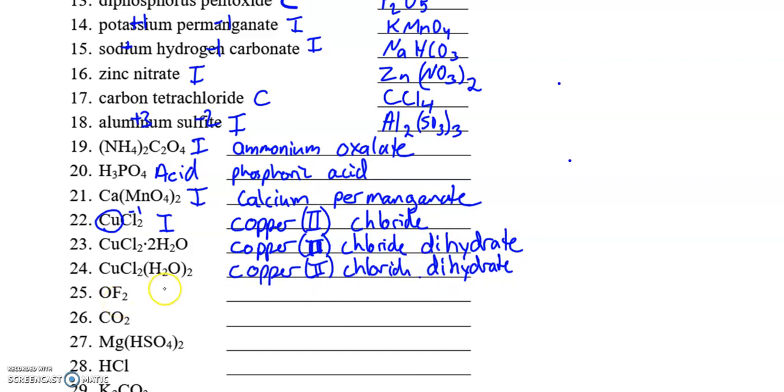All right, the next one is a covalent compound. That's oxygen difluoride. So when it's covalent, use the prefixes. Another covalent one, carbon monoxide. Ionic compound, magnesium hydrogen sulfate.